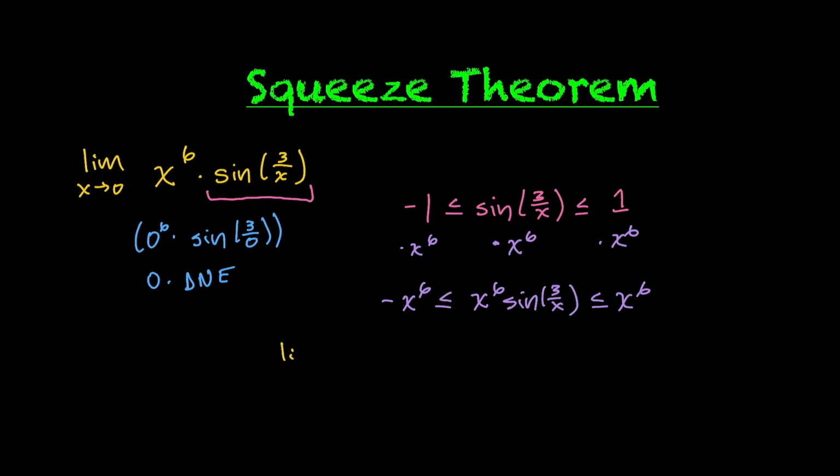We can do the limit as x goes to 0. Well, on the right side, as x goes to 0, x to the 6th goes to 0 to the 6th, or 0. And on the left side, as x goes to 0, negative x to the 6th goes to negative 0, which is always 0. So that means that the middle limit also has to go to 0. There's nowhere else for it to go. It's squeezed between two functions that go to 0, so it has to go to 0 by the squeeze theorem. So overall, this limit is just equal to 0.